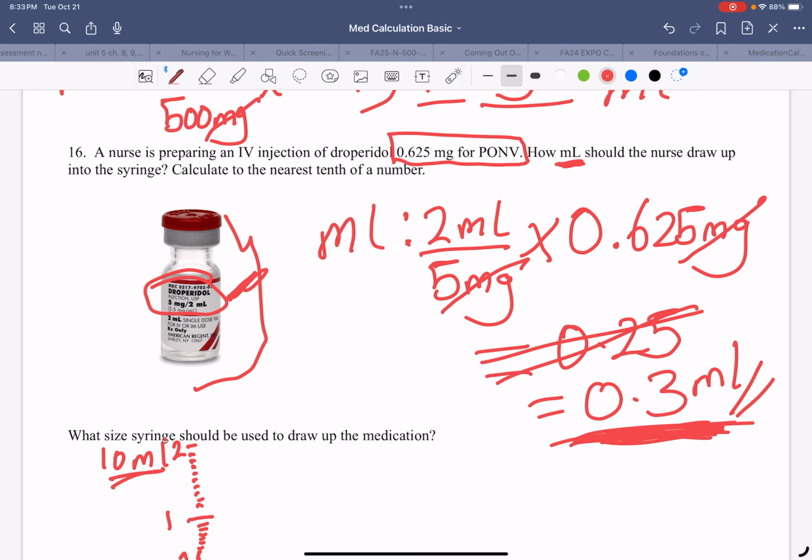But now if we use a 1 mL syringe, that's where you can start getting small measurements, 0.1, 0.2, 0.3, 0.4, all the way to 1. So this one will be much easier. So we're just going to pick the smallest one, and we're going to use just the 1 mL.